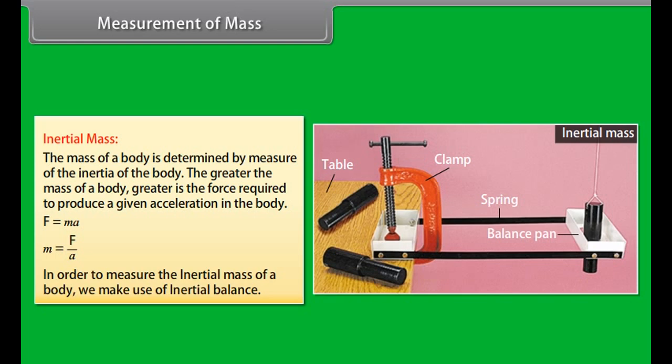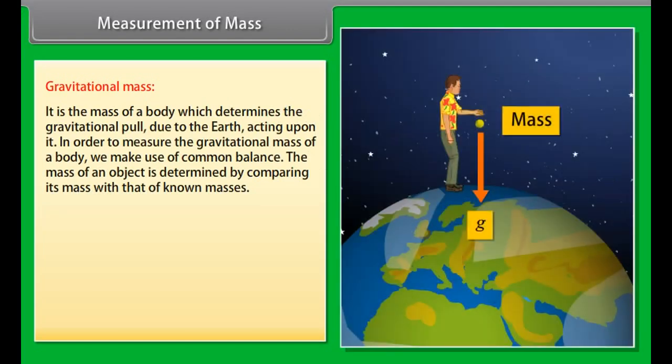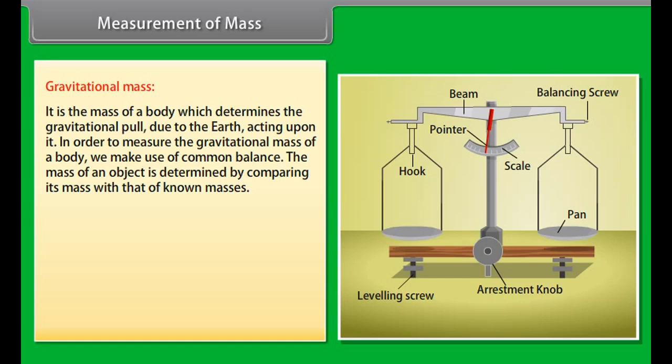In order to measure the inertial mass of a body, we make use of an inertial balance. Gravitational mass is the mass of a body which determines the gravitational pull due to the earth acting upon it. In order to measure the gravitational mass of a body, we make use of a common balance. The mass of an object is determined by comparing its mass with that of known masses.